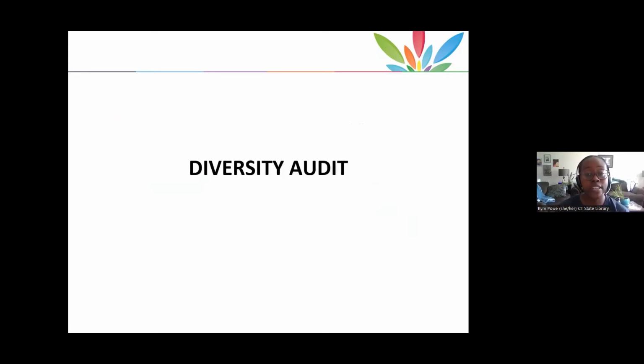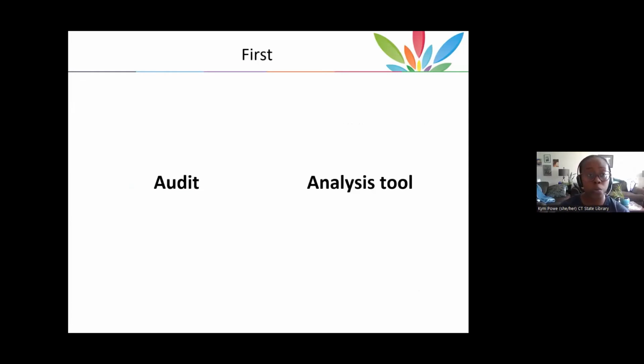So to quickly touch base on a diversity audit, again, real quick. First, there's auditing your collection, and there's using an analysis tool to get data about your collection. And there really is a difference. An audit takes an inventory and determines what's in a collection and what areas need to be better developed. We can look at it as putting the science back in library science. Again, I know not everyone here is a librarian.